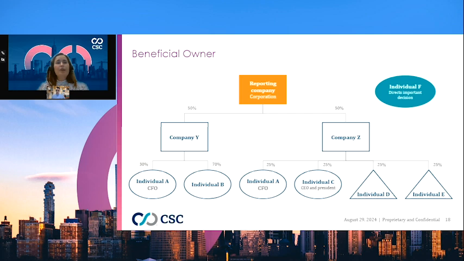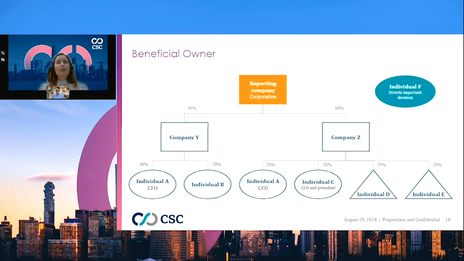Individual B owns 70% of Company Y's 50% interest in the reporting company. Individual B's indirect ownership interest can be calculated by multiplying 50% times 70% for a total interest of 35%. Therefore, individual B is also a beneficial owner because his indirect ownership interest in the reporting company exceeds 25%.